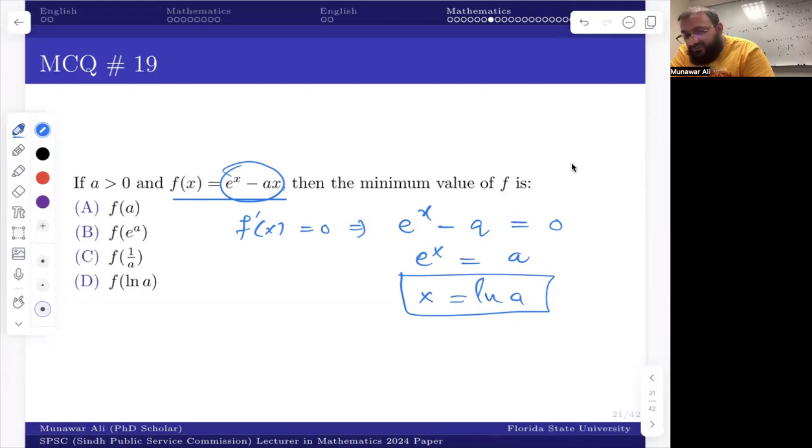Maybe not minimum or maximum exactly. I need to differentiate again to determine whether it's going to be the minimum or maximum, but I don't technically need that, though if you want, you can do it. You can see that your answer is going to be F evaluated at that point X. So X is log A, so this is going to be option D. Or you can further verify whether it's going to be the minimum or not.